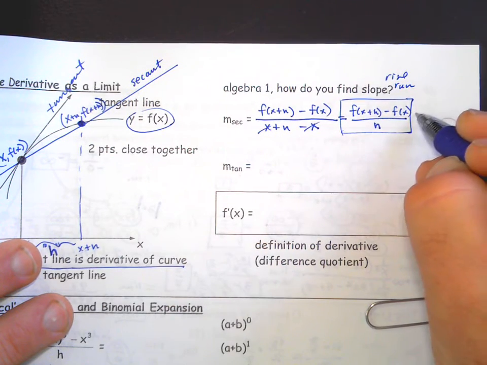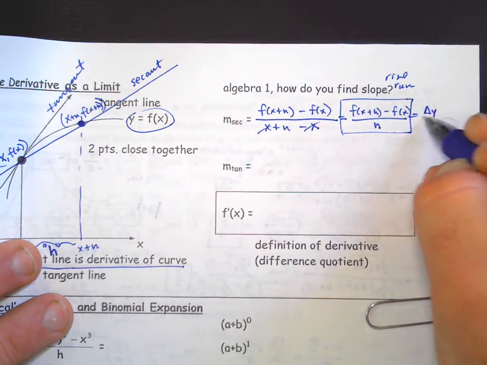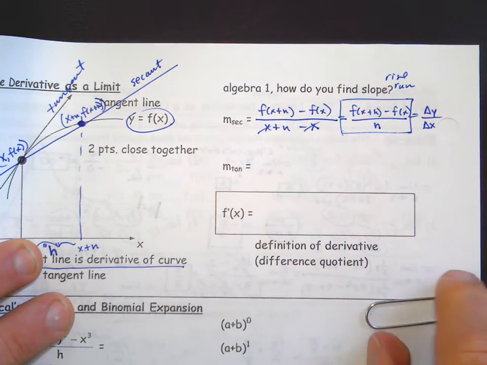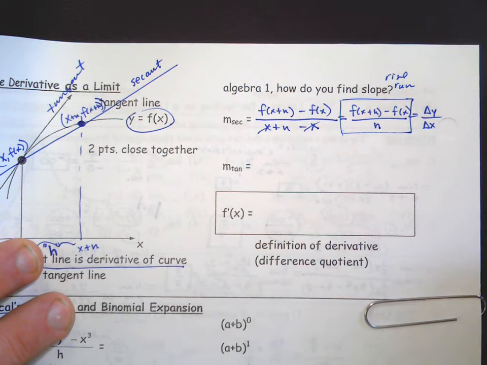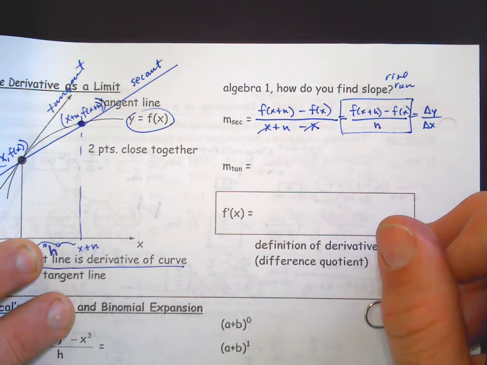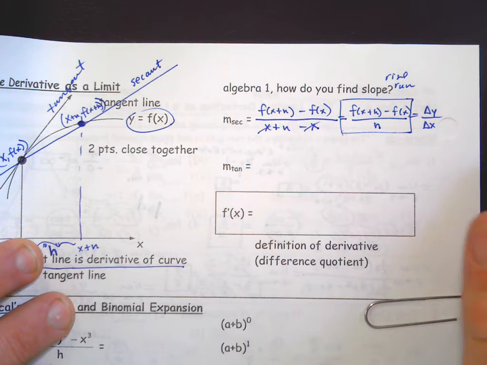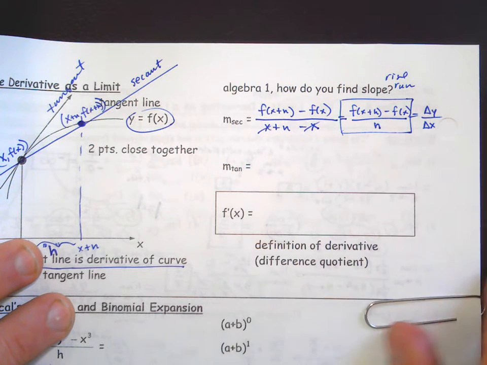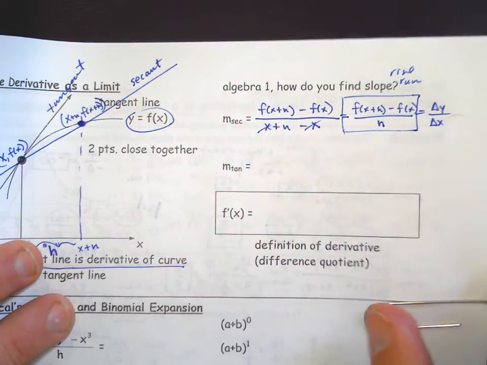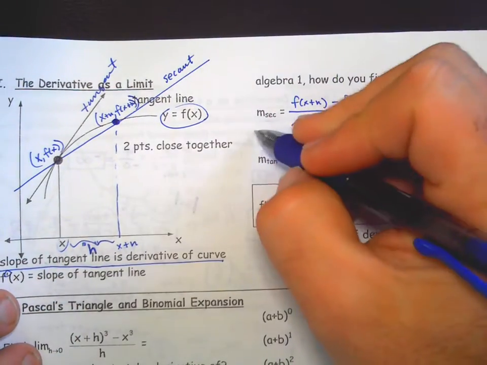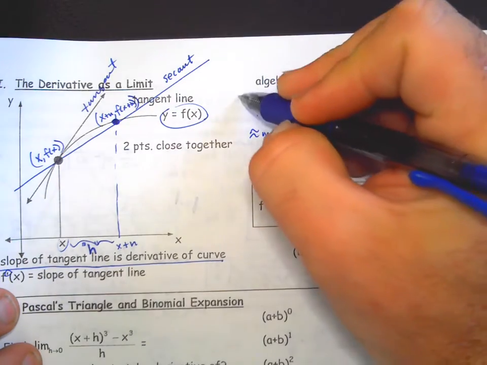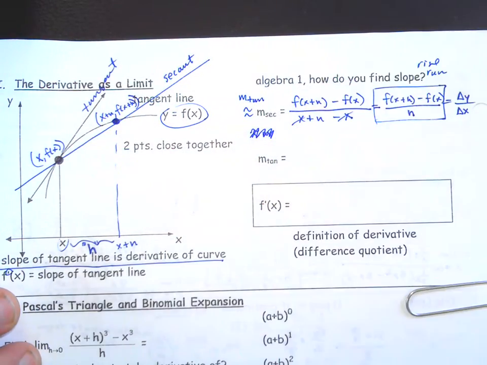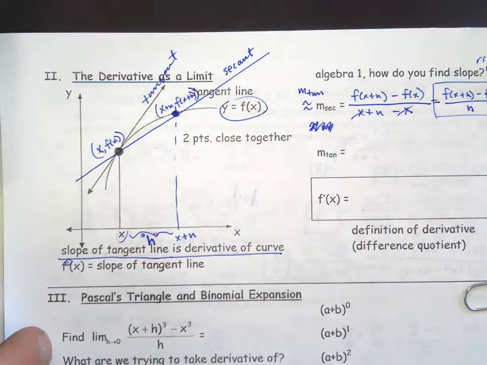Now, sometimes we might write this as change in y over change in x. So this is a delta, which looks like a triangle. It's a Greek letter that is often used for change in math or physics or things like that. Now, here's the deal. That's a rough estimate for the slope. The slope of the tangent line is roughly approximated by the slope of the secant line.